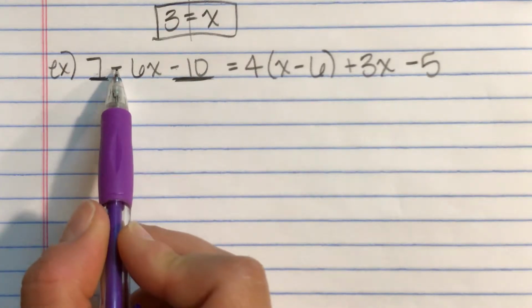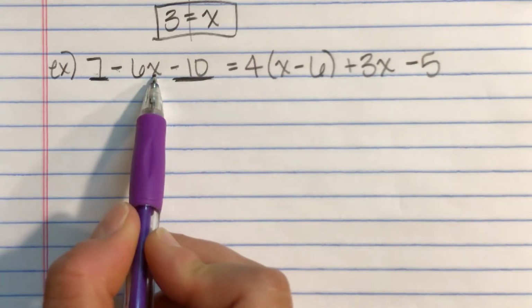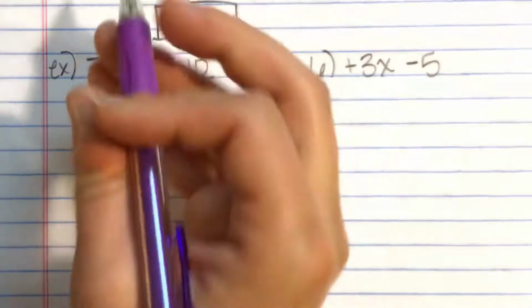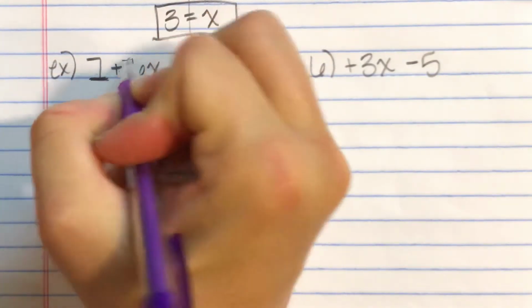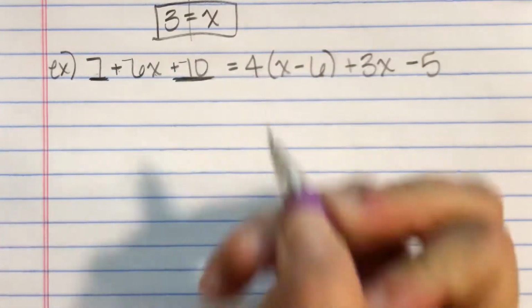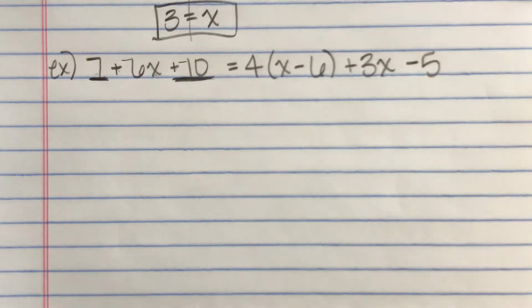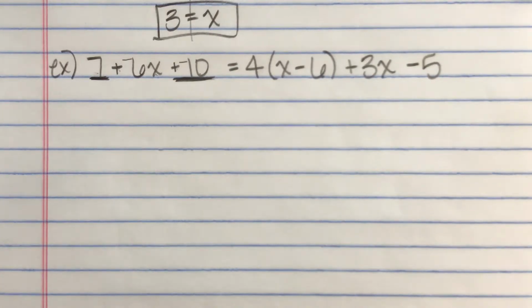Guys, this minus is attached to the 6x. So if it helps you to view this as plus a -6x plus a -10, rewrite it that way. That's okay. I'd like you to get to where you're not needing that, where you can just view it as a -6 and a -10. But if that's where we are, that's okay.